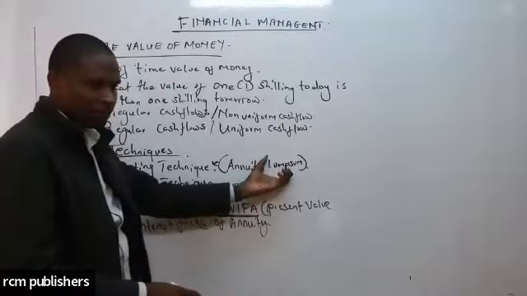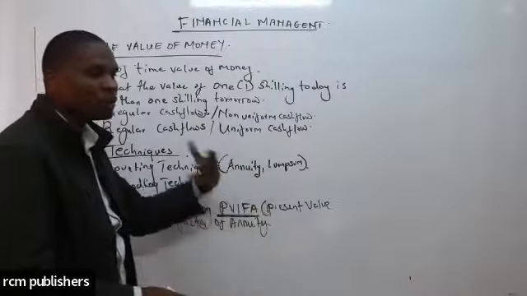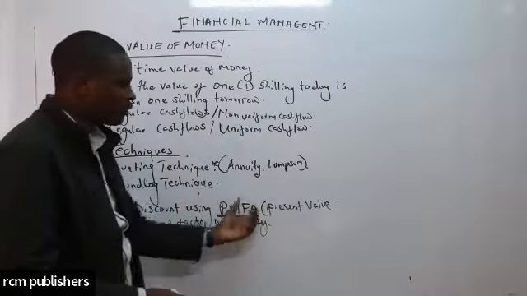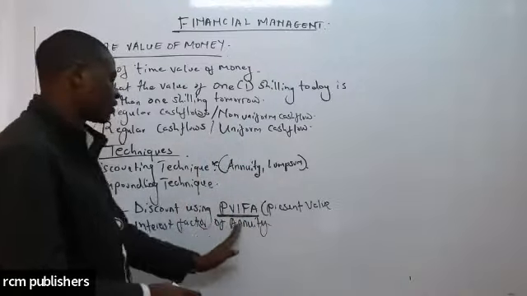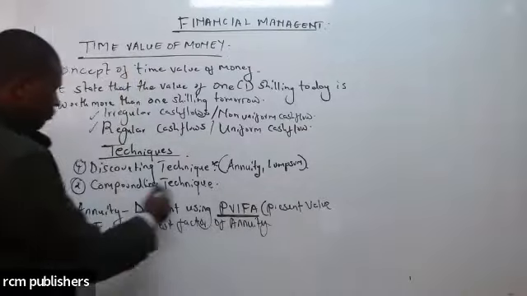For the lump sum, or non-uniform cash flow or irregular cash flow, we shall use PVF, present value interest factor. So we don't have the annuity section here. That's the only difference. So what is the formula of PVFA?